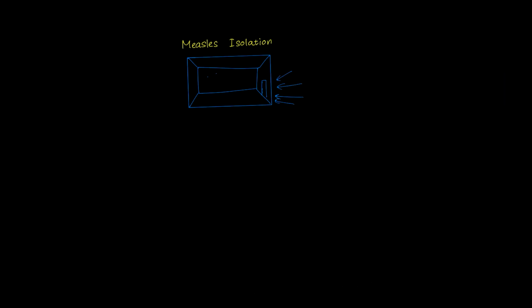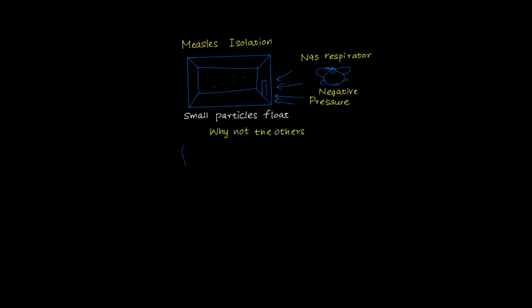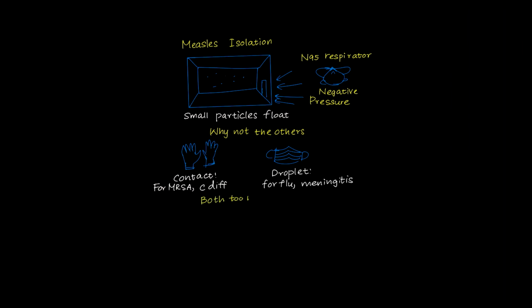The correct precaution is airborne with an N95 respirator and a negative pressure room with the door kept closed. Measles particles are small enough to float for extended periods and travel longer distances than droplet-sized particles. Contact precautions with only gown and gloves fit organisms that spread by touch, like MRSA or C. diff, which misses the air route entirely. Droplet precautions with a surgical mask fit influenza or meningitis, where larger droplets fall within a few feet, but they cannot block the tiny measles particles. Standard precautions are the baseline for every patient, and never enough on their own for a truly airborne disease.